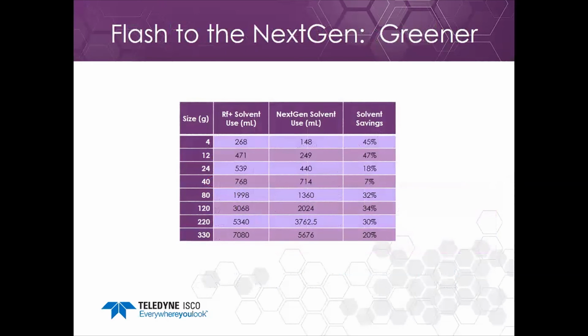Additionally, the solvent savings by using a shorter method, focused gradients, and increased flow rate. So for the 40-gram column, it was only 7%, but at the other column sizes, as we standardize the flow rates and the gradients and the gradient profiles, we can see solvent savings of up to 50% using the NextGen 300, 300 plus versus the previous Combiflash methods.